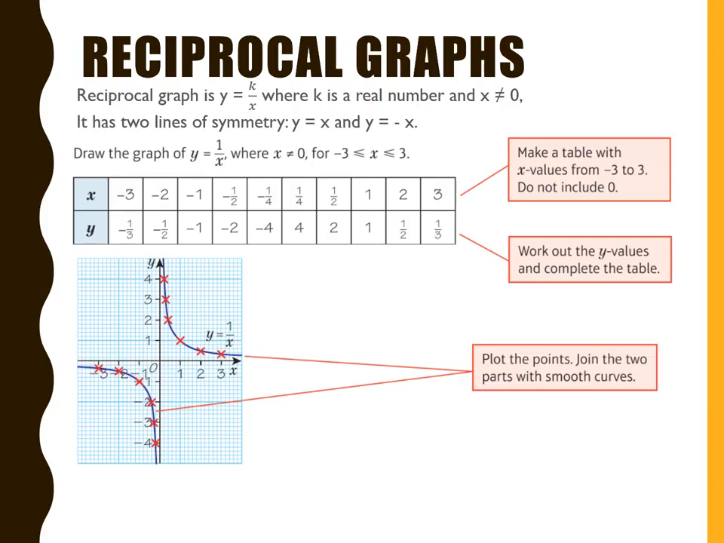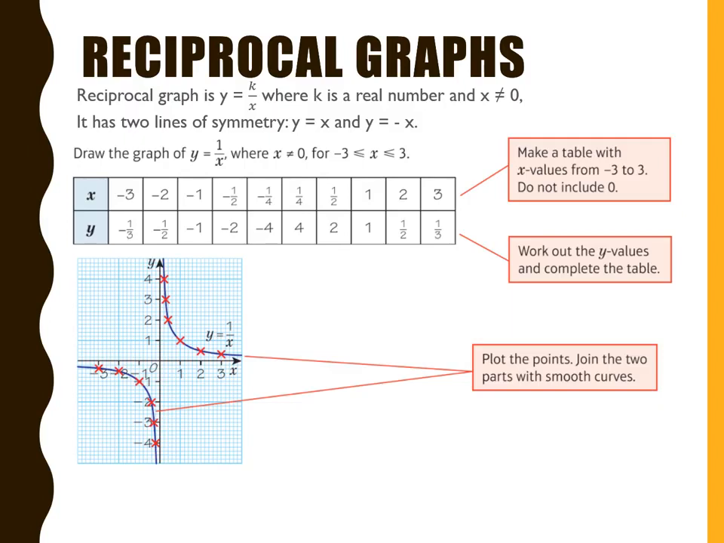Before, with -3 to 3, you just did each number on its own. But with this one, because it's a fraction, you need to have smaller values, and I'll explain why. From here to here, you can see there's a huge gap, and then from 2 to 1, there's another huge gap. But from 1 to 0, so many points are on here that it becomes very hard, and you would need fractions in order to find these points.